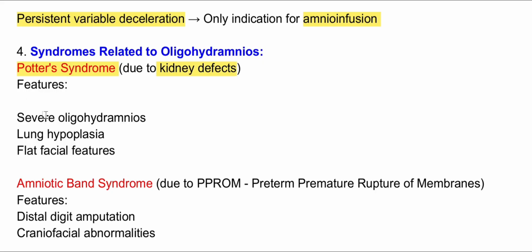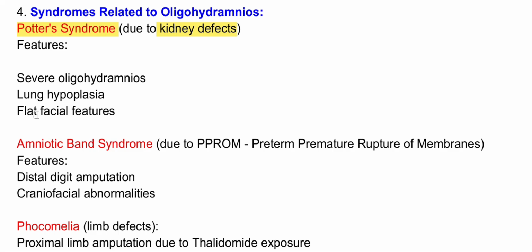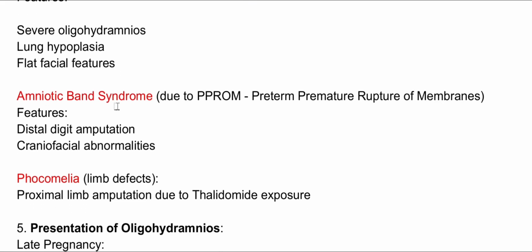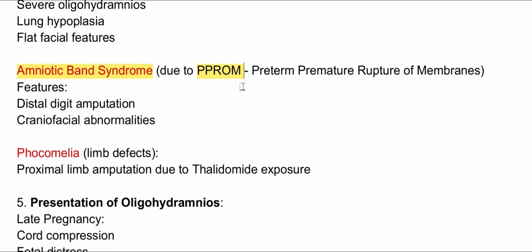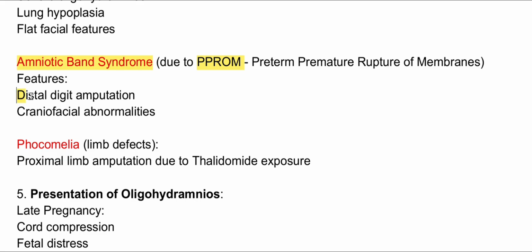Syndrome related to oligohydramnios is Potter syndrome, due to the kidney defect. This baby is having Potter syndrome. You can see that the face is turned to one side, the whole body is turned to one side, limbs are folded. You can see the flat face. Now, Potter syndrome features are severe oligohydramnios, lung hypoplasia, flat facial features. Second syndrome is amniotic band syndrome. Amniotic band syndrome is because of PPROM, that is preterm premature rupture of membrane. Features will be distal digit amputation and craniofacial anomalies.